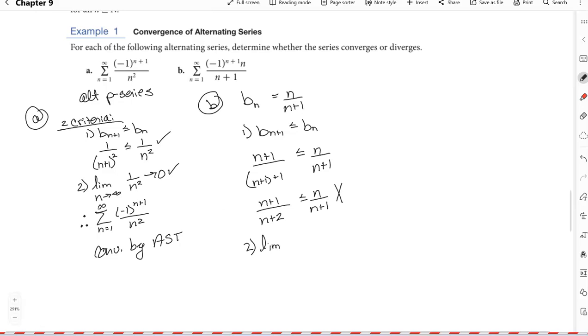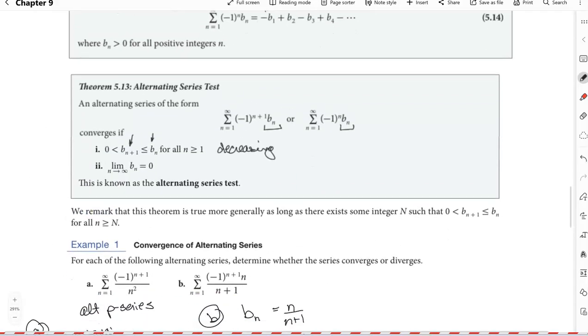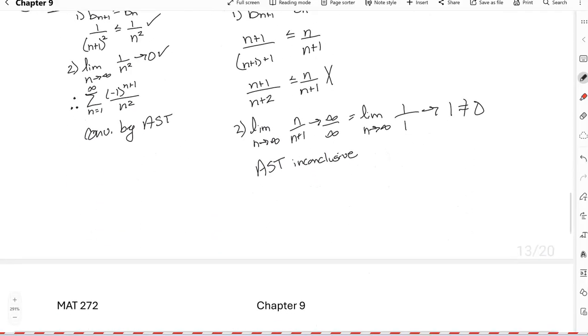If we take the limit as n goes to infinity of that sequence, n over n plus 1, we would have to apply L'Hopital's. So we would say the limit as n goes to infinity, take the derivative of the top and the derivative of the bottom, and notice that limit's going to 1. And since that's not 0, what this means is that the alternating series test is inconclusive. So we can't use it for this because the criteria is not met, which means we've got to try something different.